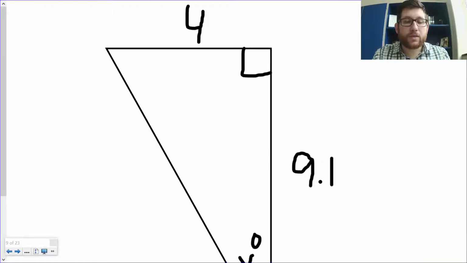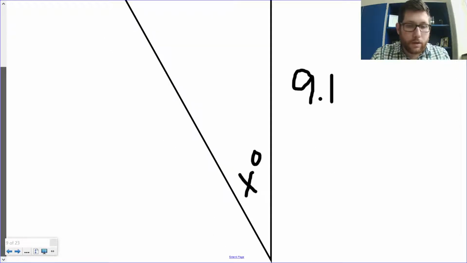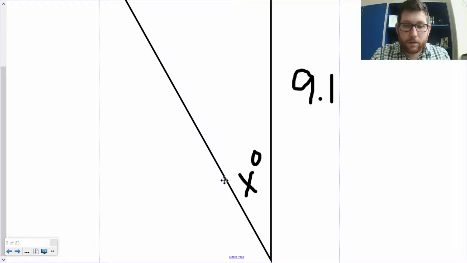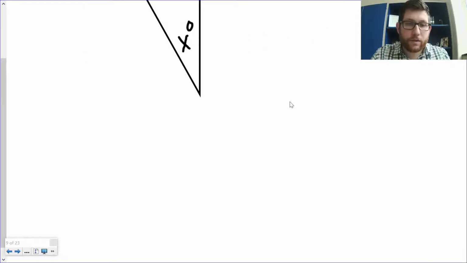All right, let's do one last one here. And this problem is actually a little too large. Let's see if we can shrink this down a little. All right, that should work.